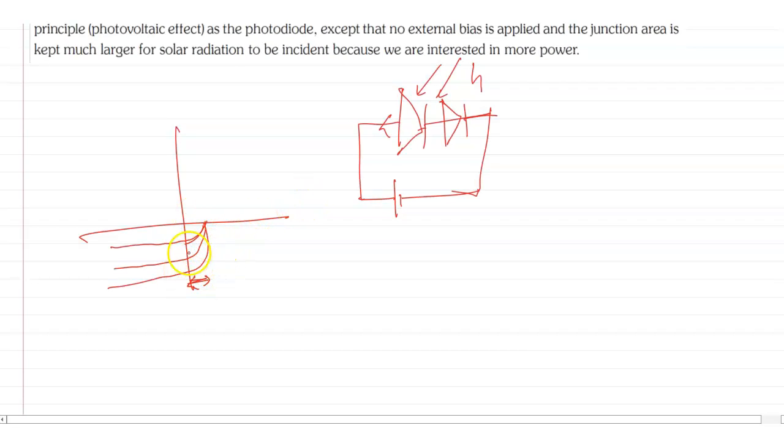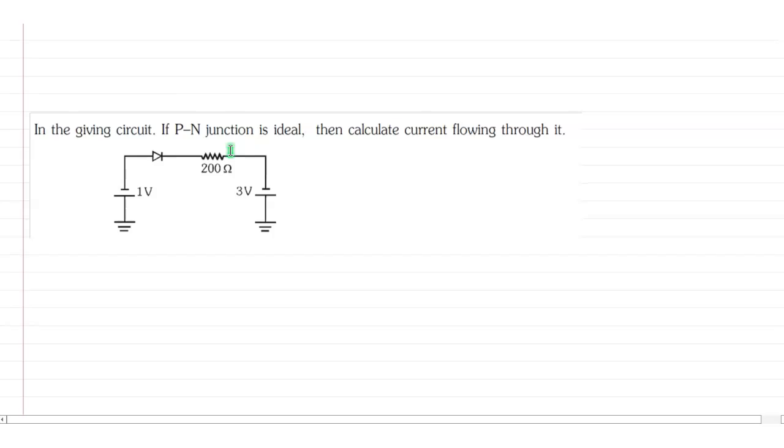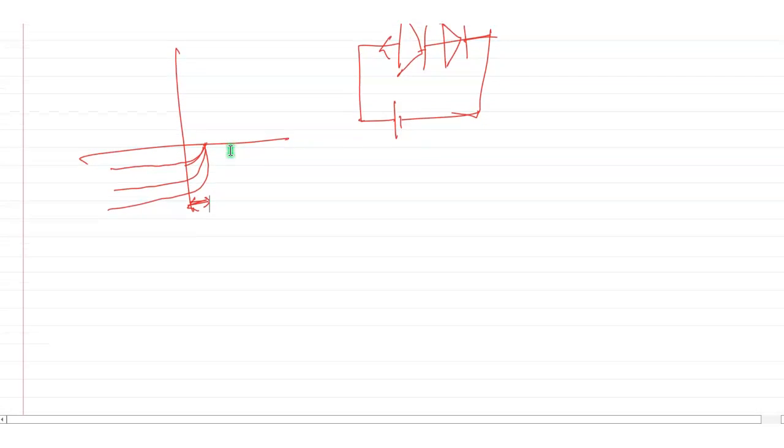When a photodiode is used as a solar cell, the forward bias current is used. Okay, this is the forward bias. So now we have some problems we will discuss.